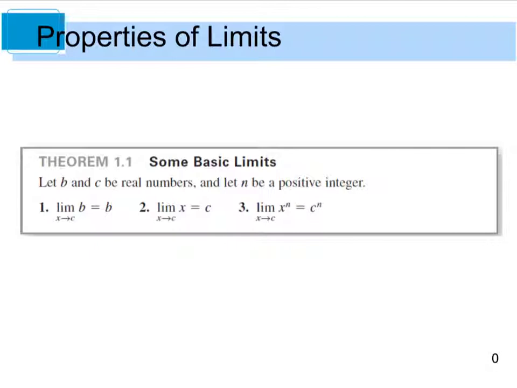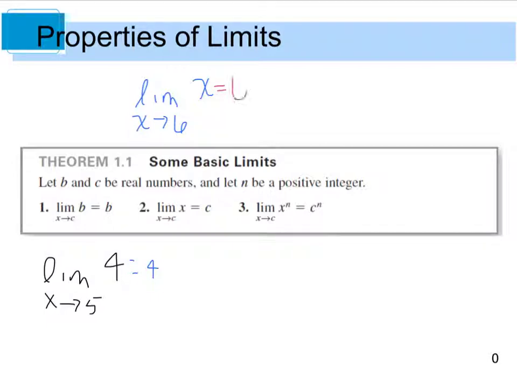Alright, so basically, first part says 1, the limit as x approaches c of a constant b equals b. What that looks like is, say we have some function f of x equals 4, so the limit of f of x as x approaches 5 of 4 would equal 4. Next, limit as x approaches c of x is equal to c. So say we have a nice linear function, f of x equals x. The limit as x approaches 6 is going to be 6.